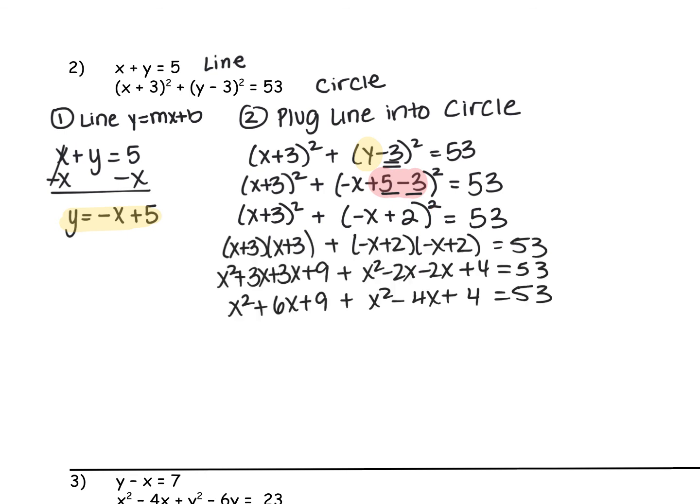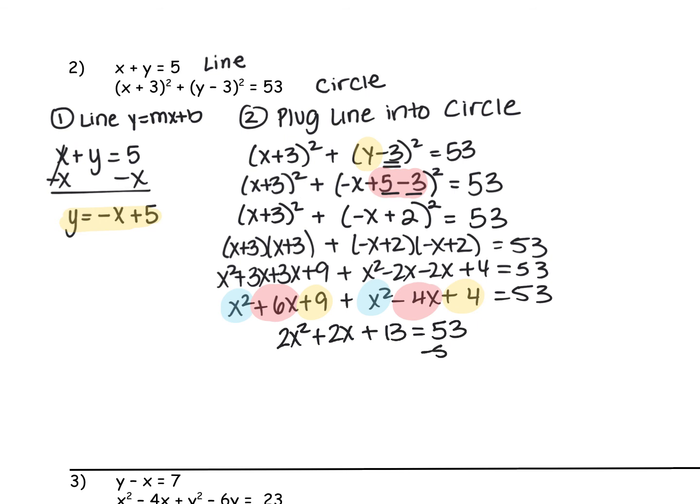All right, this is what I got. When I double distributed the first one, the x plus 3, I got x squared plus 6x plus 9. And when I double distributed the negative x plus 2, I got x squared minus 4x plus 4. If you need to pause the video and try to find your mistake, feel free to do so. But now we're going to combine like terms and set it equal to 0. So x squared with x squared, x's with x's, and numbers with numbers. That would give me 2x squared plus 2x plus 13 must equal 53.